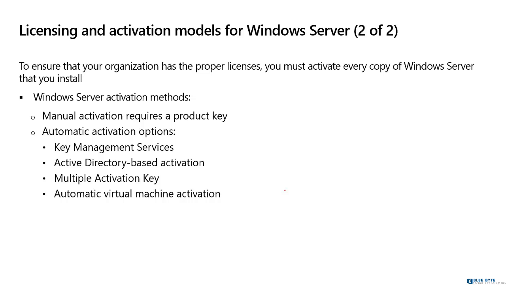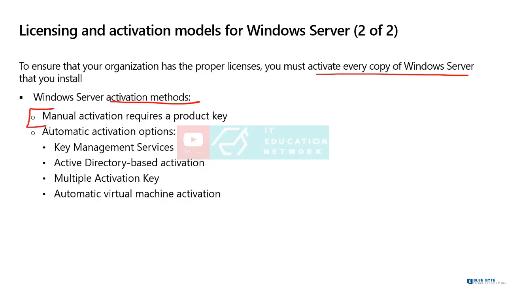Now, the way Microsoft ensures that you actually have the correct licenses is by making you activate every copy of Windows Server and all the other Microsoft products. We have a few options to activate. So the methods for us, there is always a manual activation. Now, this is more something you would do in a home environment. If you were to go to the store and purchase a copy of Windows 10 from your local computer store, that copy is going to come with a product key. You install the operating system, you type in the product key, you click activate.